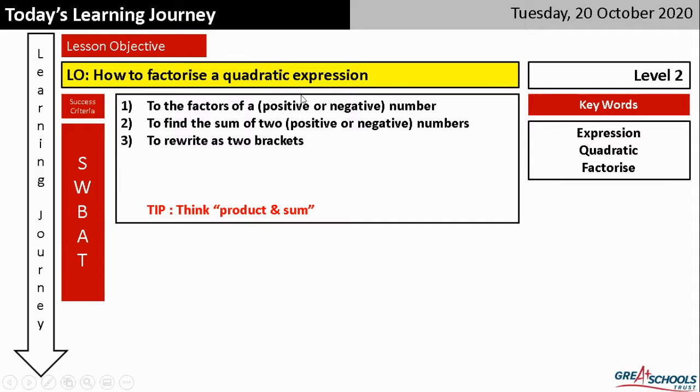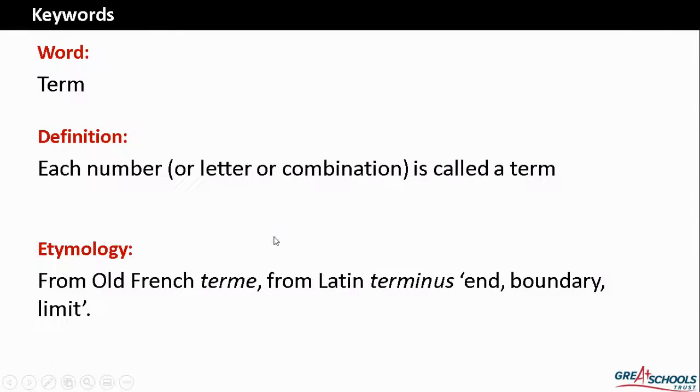We're going to learn how to factorize a quadratic expression. We're going to have to find factors of positive or negative numbers, find the sum of two numbers giving another number, positive and negative. That will make a bit more sense in a minute. We'll rewrite a quadratic expression as a bracket. I probably used a lot of words there you're not familiar with, so let's make sure that we understand these as we go.